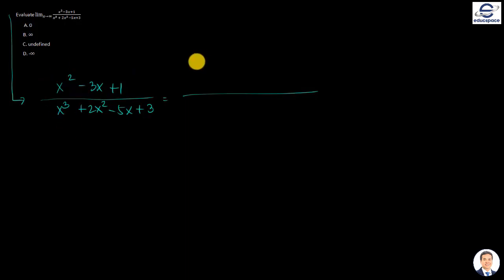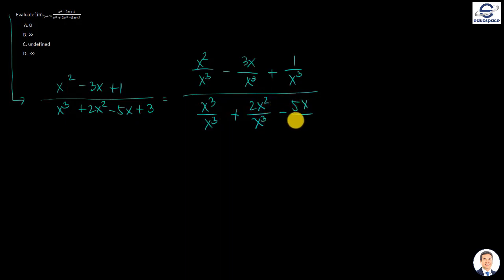This means that we have x squared over x cubed minus 3x over x cubed plus 1 over x cubed. And then here we have x cubed over x cubed plus 2x squared over x cubed minus 5x over x cubed plus 3 over x cubed. So we can cancel these out. We have 1 over x here, and then also here we have x squared, and then here this will cancel, x here, and then x squared, and then we have to keep this one.